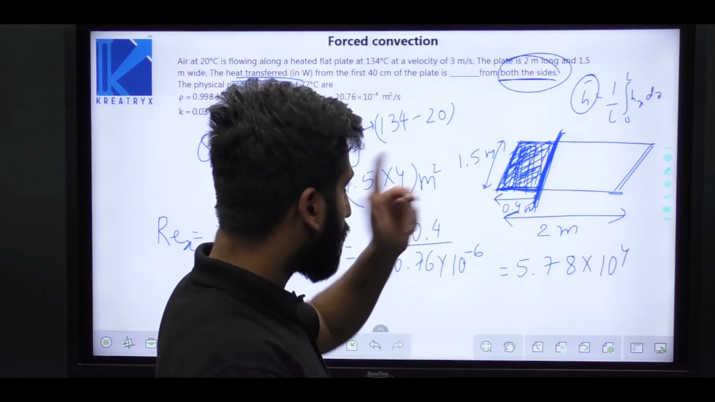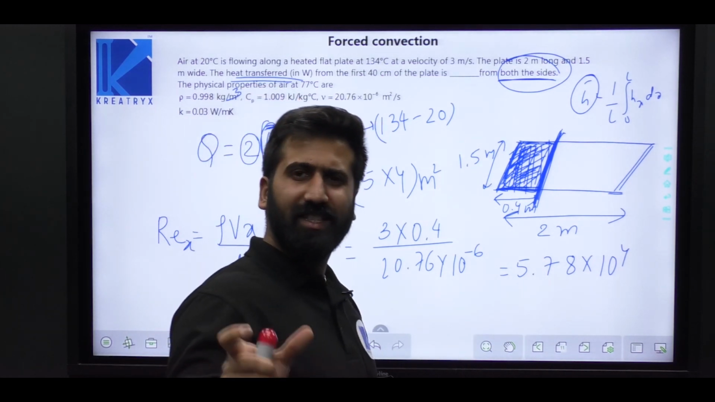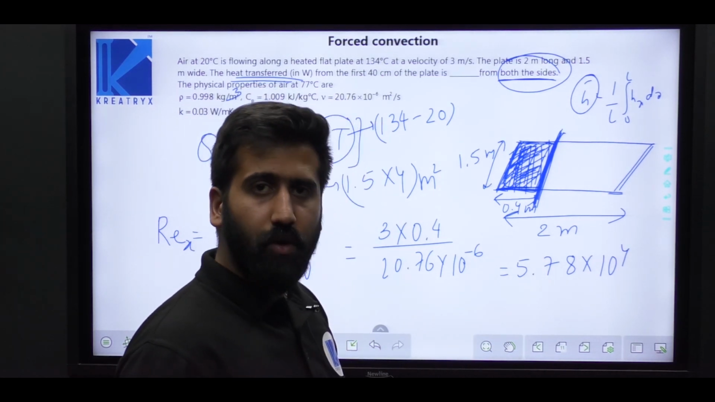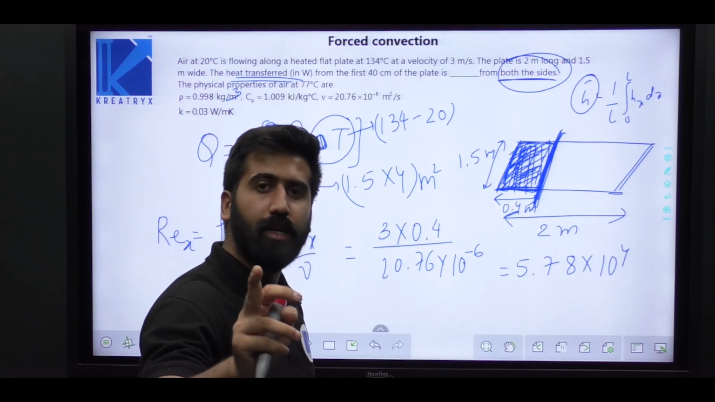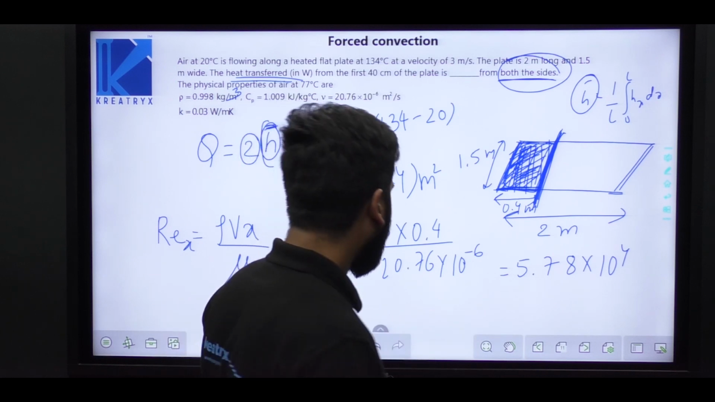And do learn that relation, that for a laminar flow, average heat transfer coefficient over a certain length is twice the local heat transfer coefficient at x equal to L.